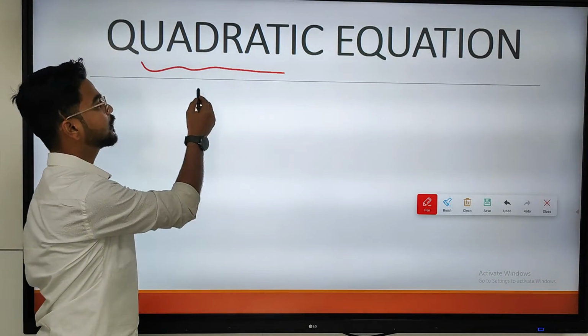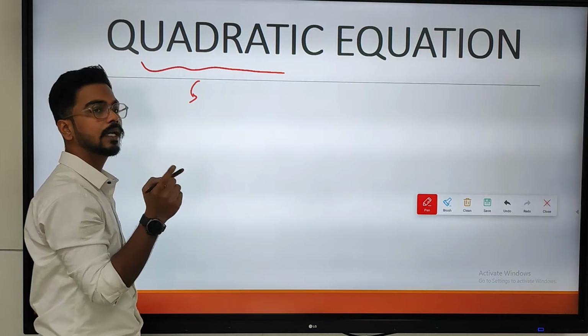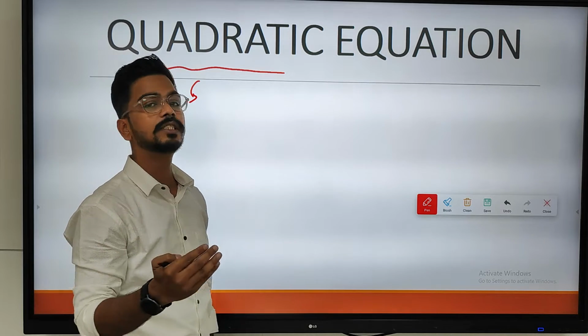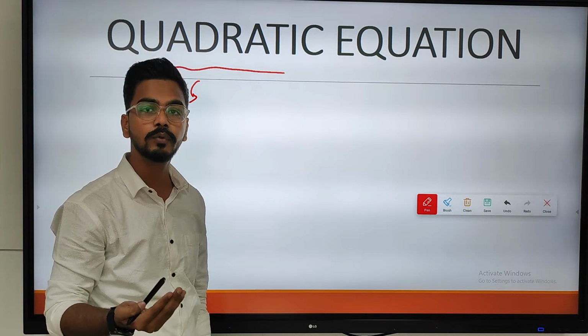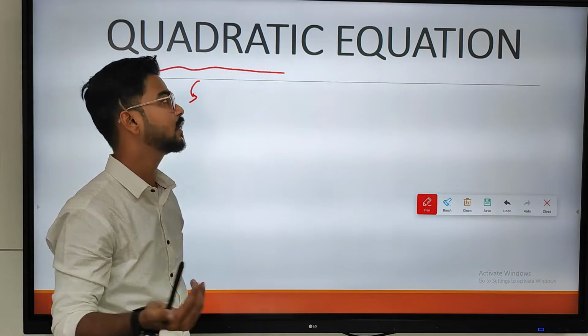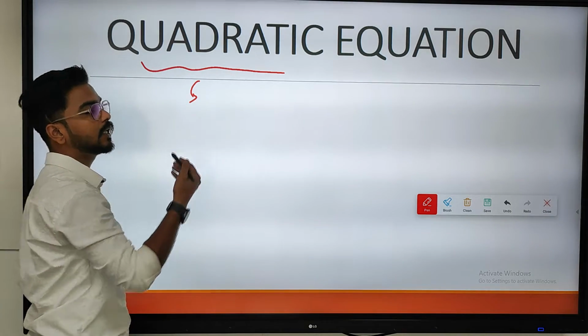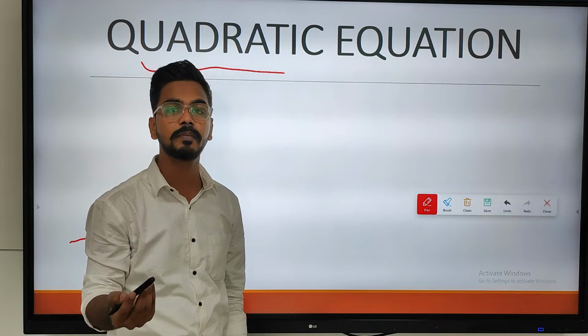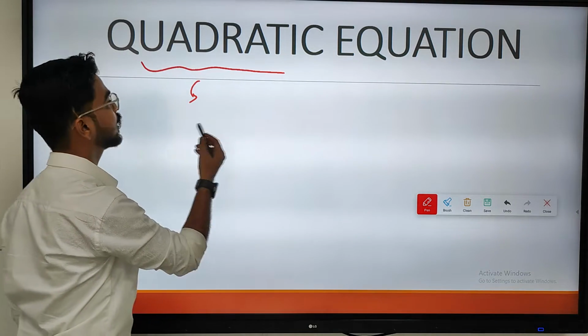This quadratic term came from quadratum, and here quadratum means 2. The equation which is having a power of 2, that is the degree is 2, is termed as a quadratic. An equation, that means it will be equal to something, there will be an equal to sign present, and hence it will be a quadratic equation.